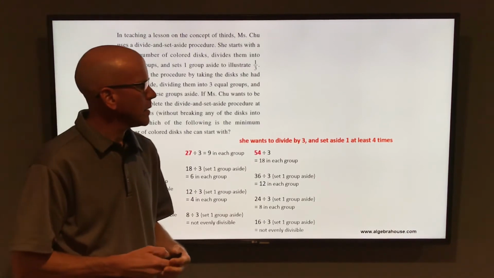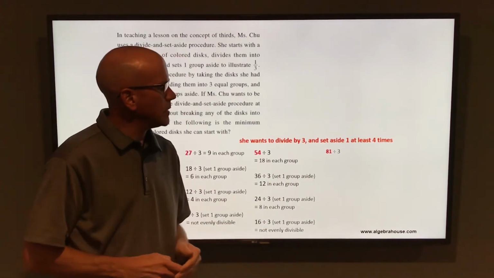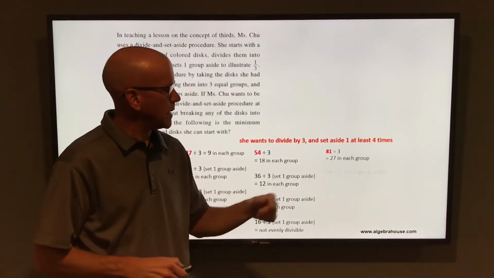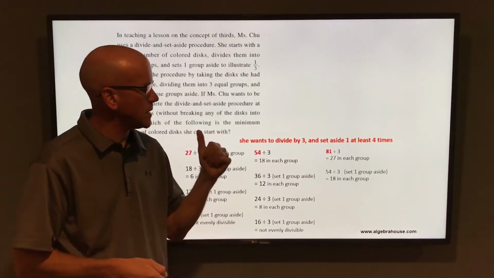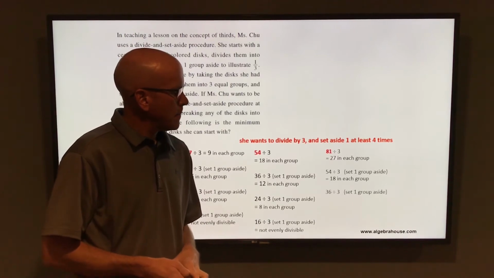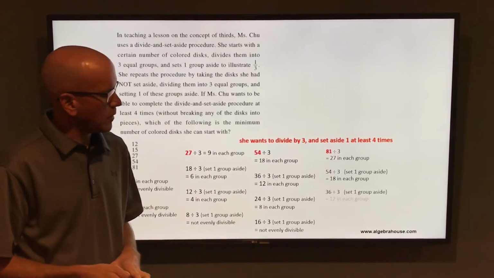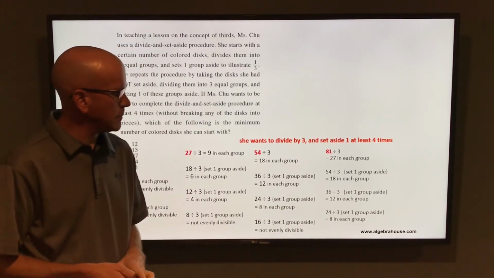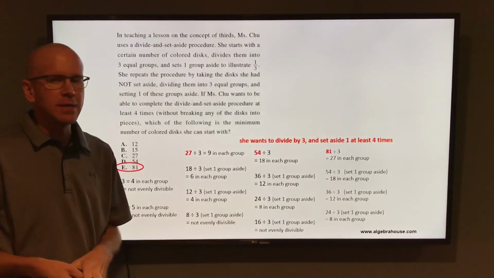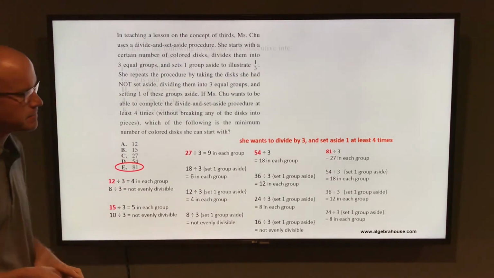Here's how. 81 divided by 3 is 27. So set 27 aside. Now you're dividing 54 by 3. That is 18. Set 18 aside. You're looking at 36 divided by 3. That is 12. Set 12 aside. 24 divided by 3 is 8. That works 4 times. And that means letter E, 81, is the correct answer.